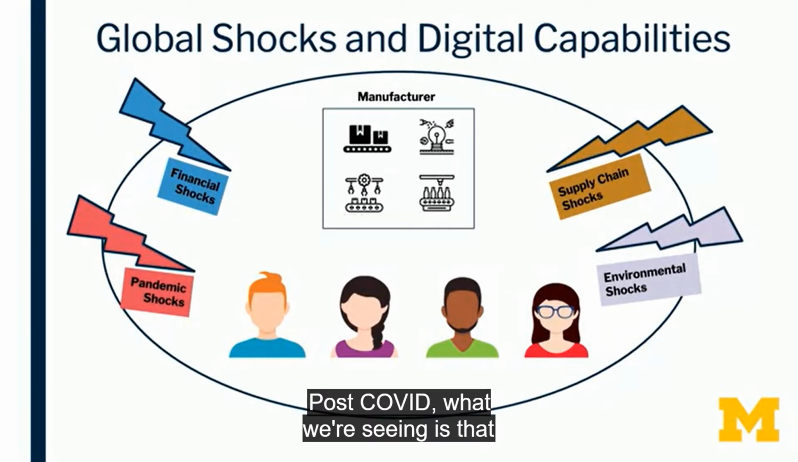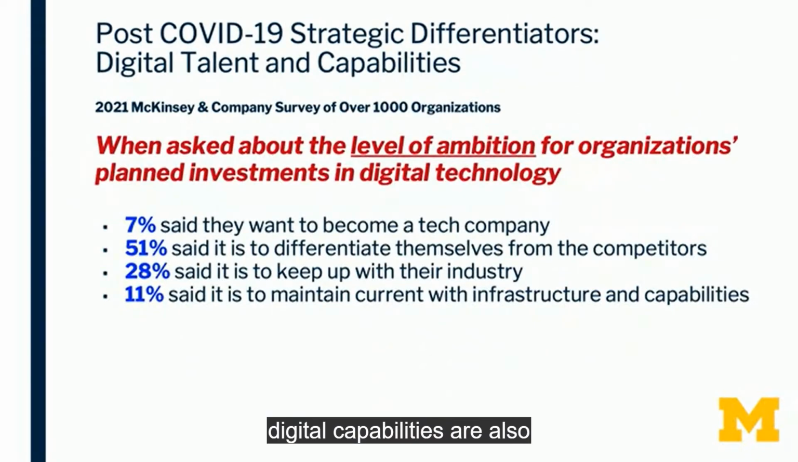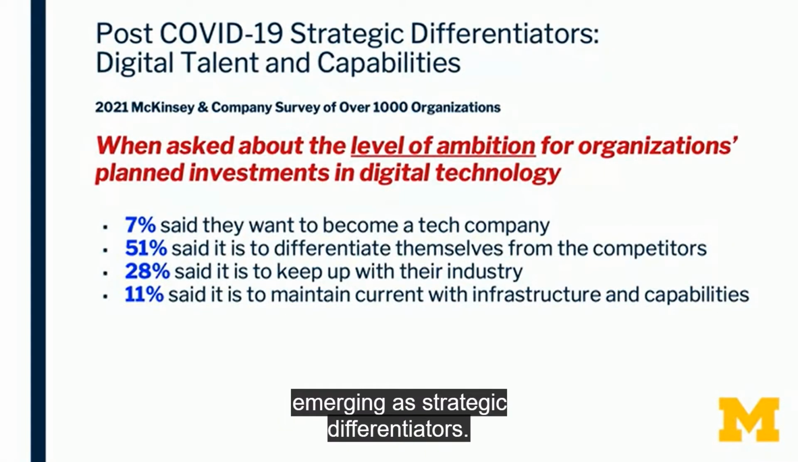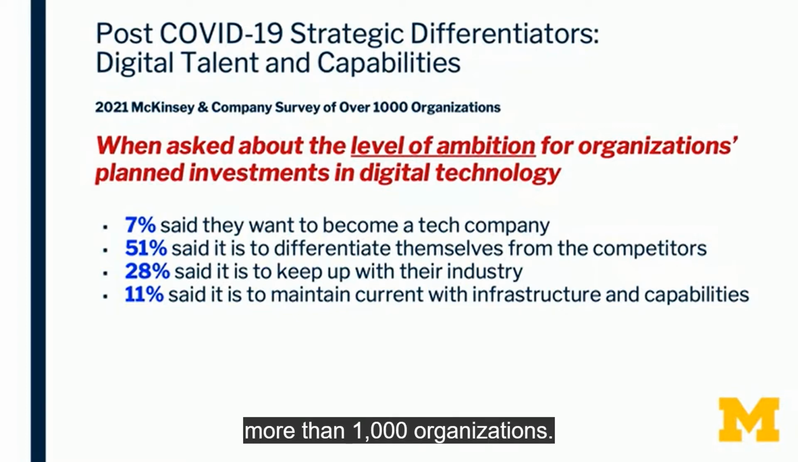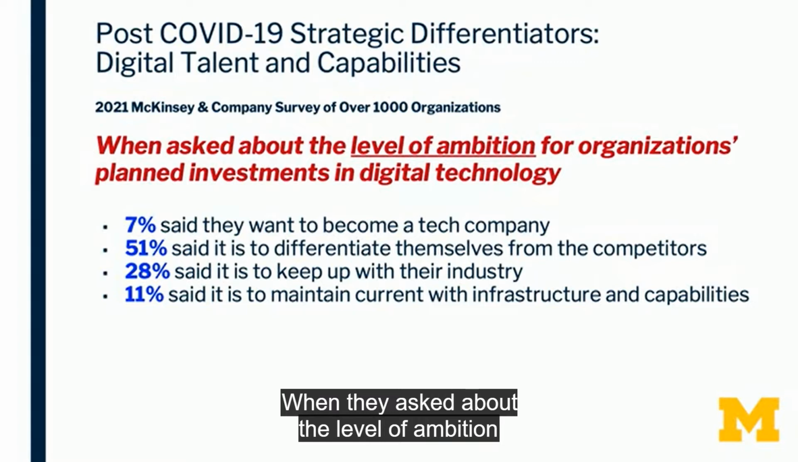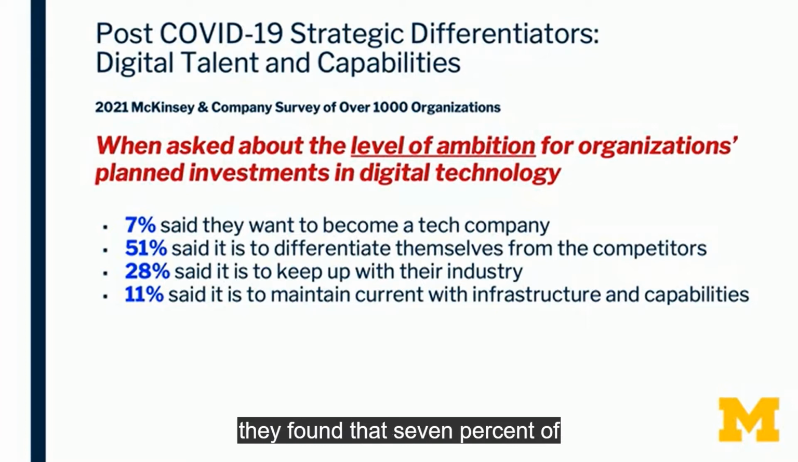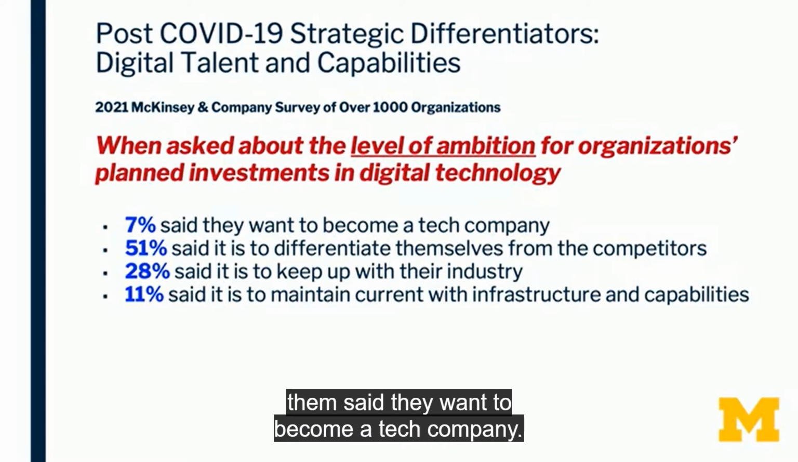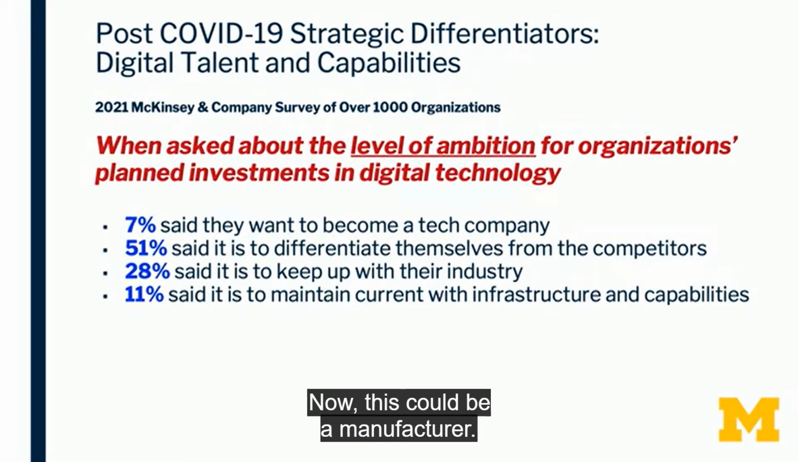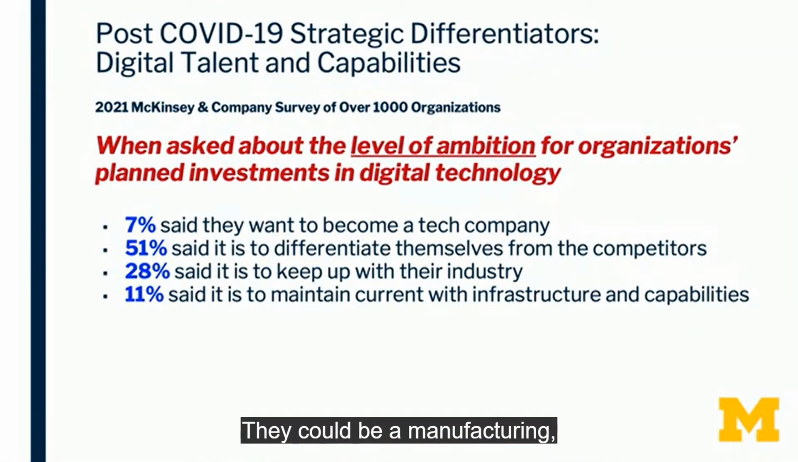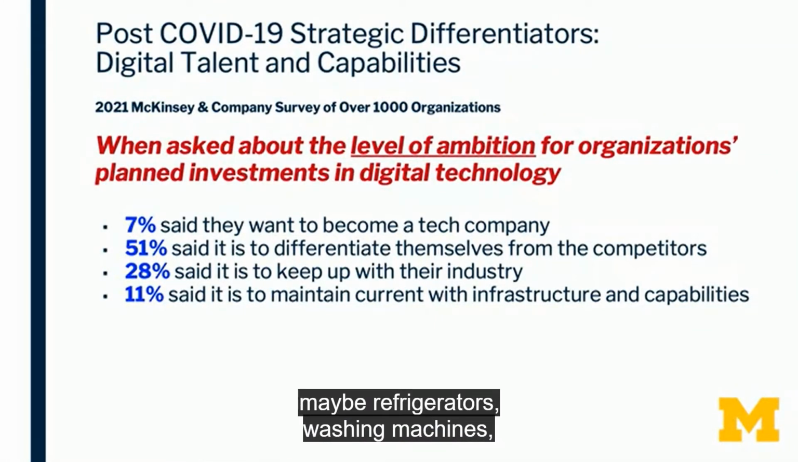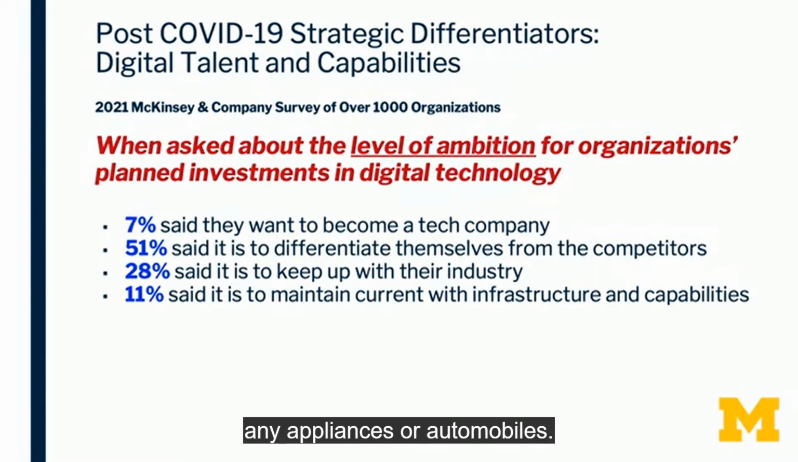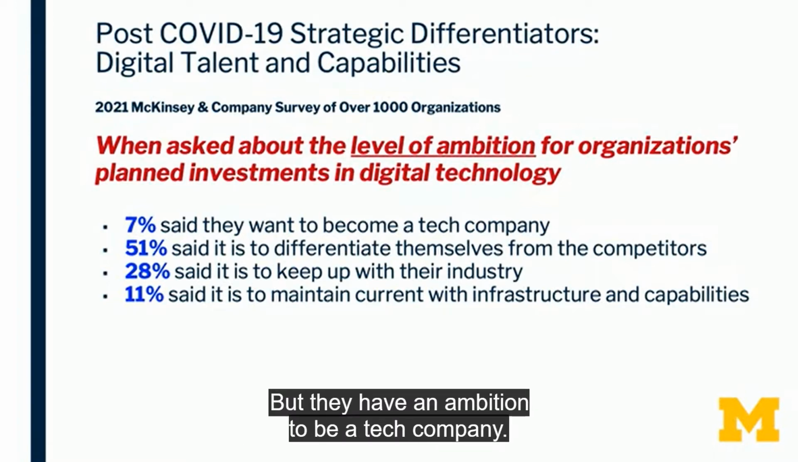Post-COVID, what we're seeing is that digital capabilities are also emerging as strategic differentiators. In a recent survey by McKinsey and Company, where they surveyed more than 1,000 organizations, they asked about the level of ambition of these organizations when they planned for digital technology investments, and they found that 7% of them said they want to become a tech company. This could be a manufacturer, maybe of refrigerators and washing machines, any appliances or automobiles, but they have an ambition to be a tech company. In other words, that's the importance of tech capabilities now.